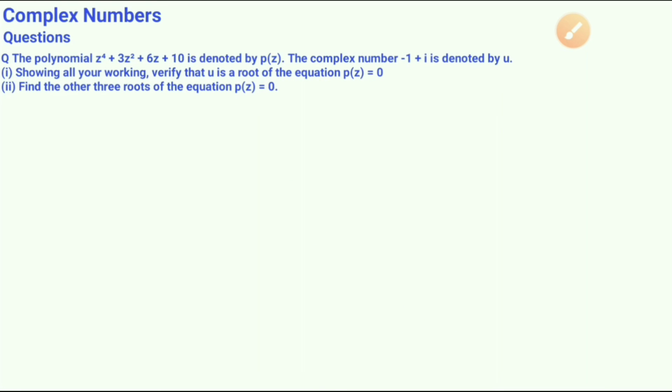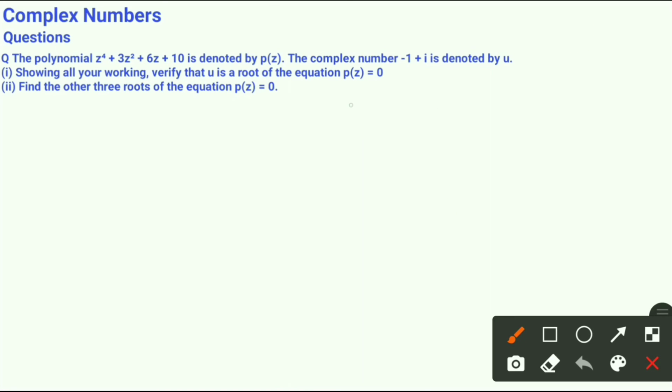Another question: the polynomial p(z) = z to the power 4 plus cz squared plus cz plus 10. The complex number is denoted by u. Showing all your working, verify that u is a root of the equation p(z) = 0. We need to verify that u is a root of the equation when p(z) is equal to 0. Okay, so we put this into the equation.